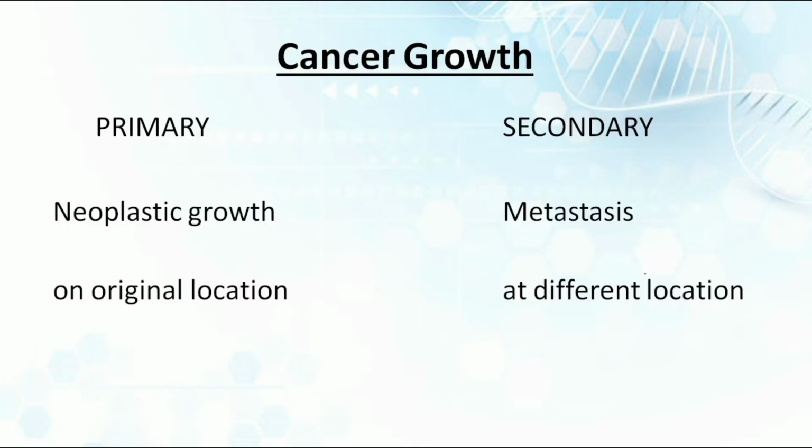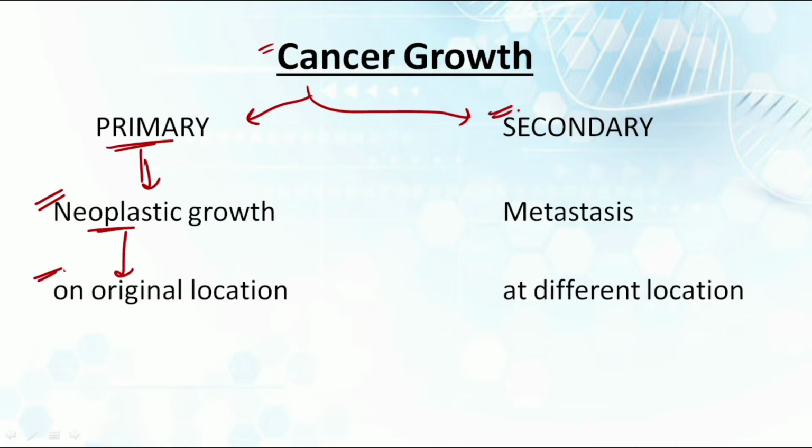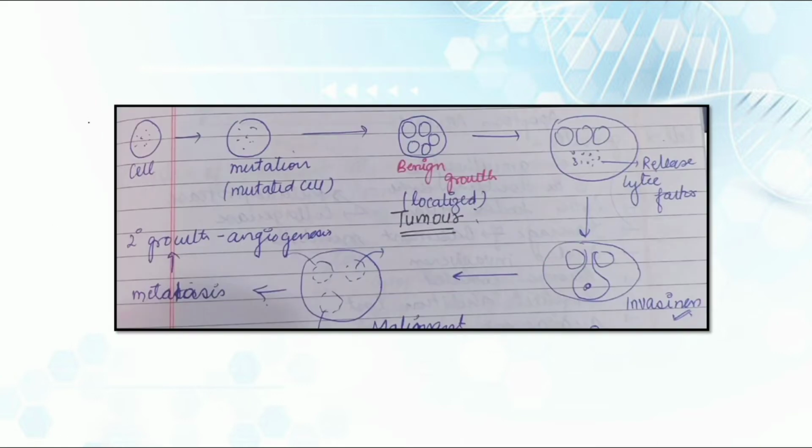Now there are two growths of cancer. The very first is the primary growth and the second one is the secondary growth. The primary growth is the neoplastic or original growth, present in the original location. The second one is the secondary growth, which occurs because of metastasis at different locations. As you can see in the figure, this is from my notes itself.